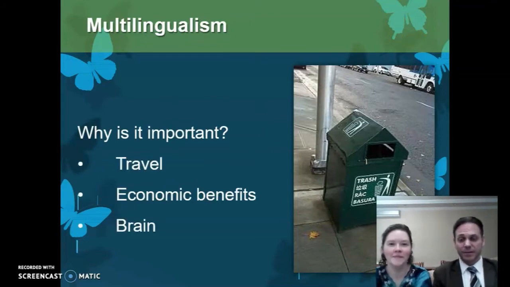Why is it important? Travel, economic benefits, the brain. There have been many studies done showing that being multilingual actually helps reduce the likelihood of getting brain diseases as frequently, such as Alzheimer's.